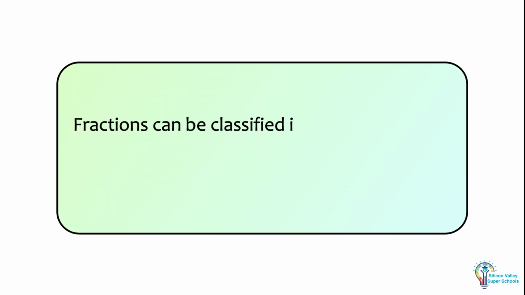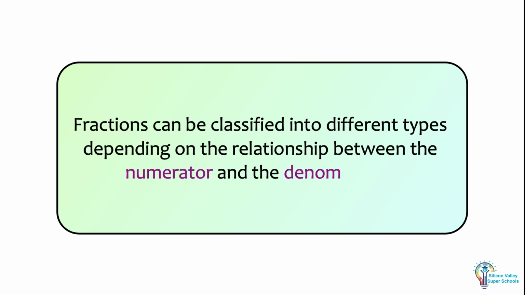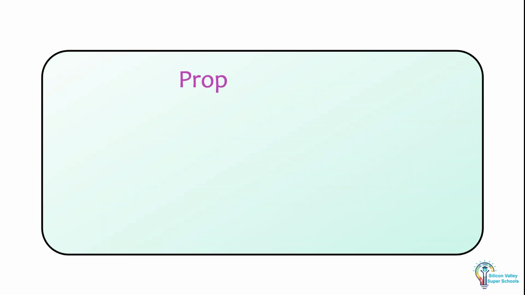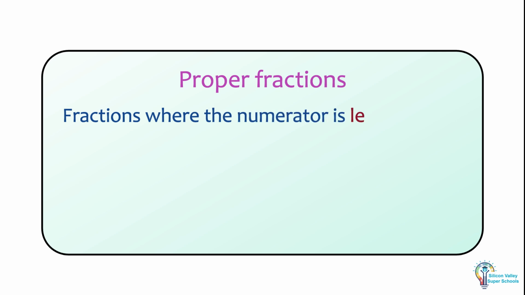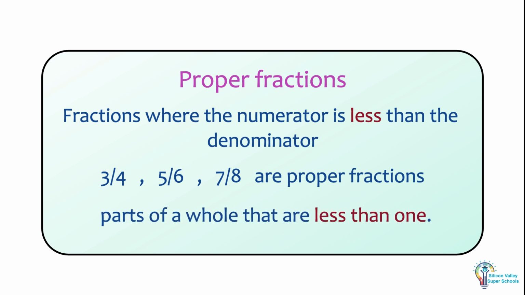Fractions can be classified into different types depending on the relationship between the numerator and the denominator. Some of the common types of fractions are proper fractions: fractions where the numerator is less than the denominator. For example, 3/4, 5/6, and 7/8 are proper fractions. Proper fractions represent parts of a whole that are less than 1.